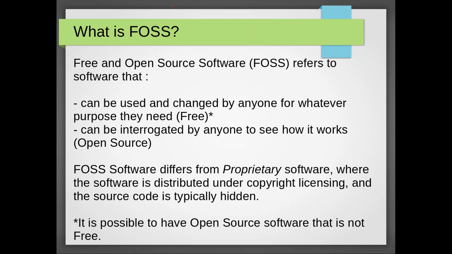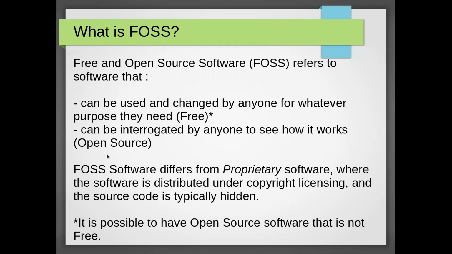So what is free and open source software? Free and open source software specifically refers to software that can be used and changed by anyone for whatever purpose they need, and that's the free bit. It's very often confused with free as in it doesn't cost anything. It usually doesn't, although there's nothing stopping you charging for free and open source software. There's absolutely no limitation on that, and in fact some companies do. Anybody aware of some of the Linux operating systems will know that some of them you buy. Not many, but there are options out there. So that's the free bit, that anybody can use and change that piece of software.